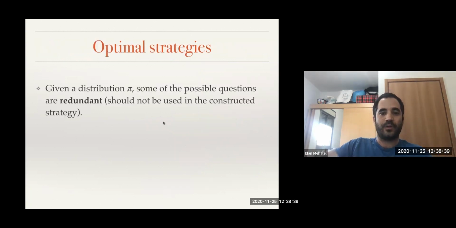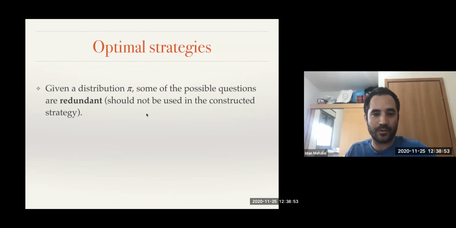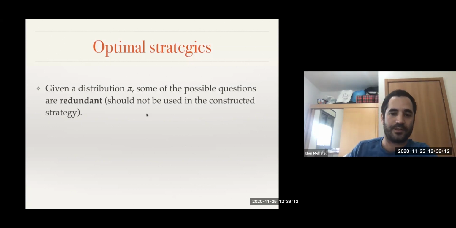So what is the conclusion? Given a specific distribution pi, some of the possible questions are redundant. We said that a question is represented by a subset Q of Xn. That means that there are in total 2 to the n possible questions. But if we are given a specific distribution pi, a lot of those possible questions may be completely redundant and should not be used in the strategy that we construct, in our optimal strategy.